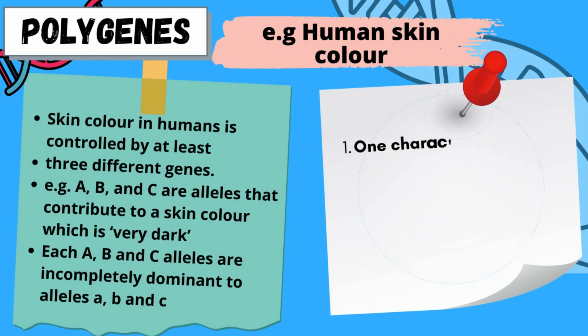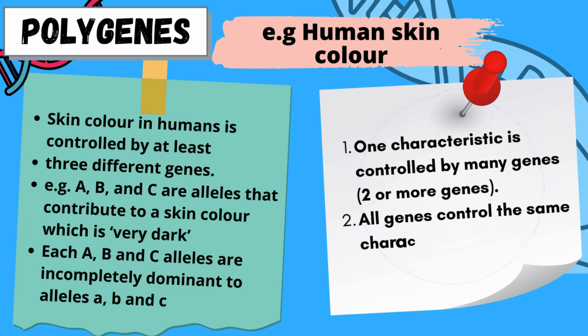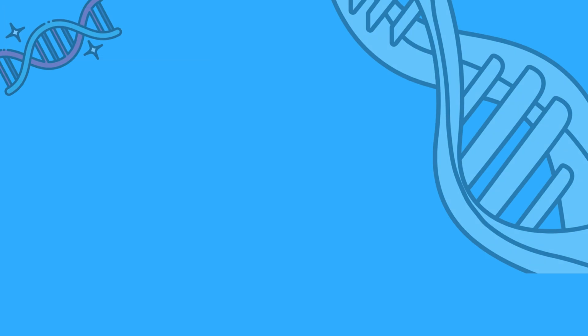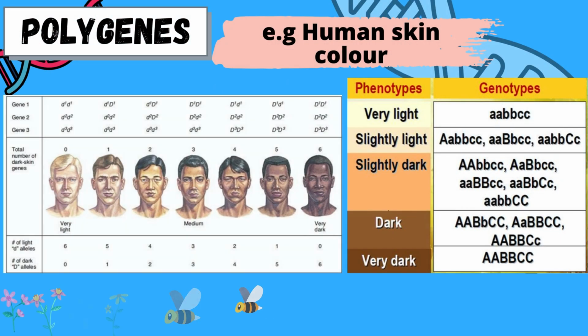When one characteristic is controlled by many genes, it is called polygenes. The example of this inheritance is human skin color. This trait is quantitative. The more dominant alleles combination will result in darker skin, while with more recessive alleles, the skin color will be lighter. Even the environment has an effect on this trait. Exposure to the sun also affects the skin color.